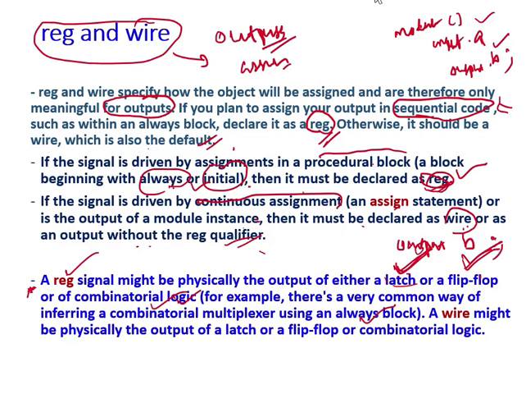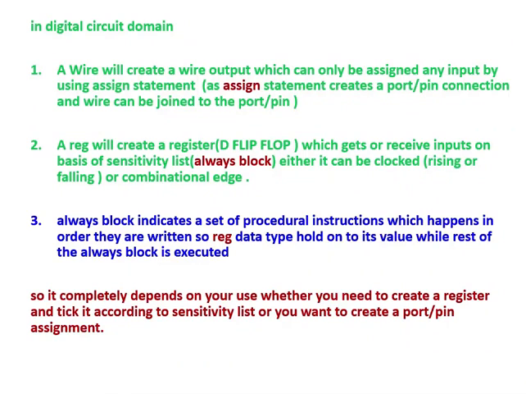A wire might physically be the output of a latch. Reg can be the output of a latch, flip-flop, or combinational logic, and a wire might also physically be the output of a latch, flip-flop, or combinational logic. So reg and wire are both used for combinational logic and sequential logic. I will give you a real-time example, for both reg and wire, of how they can be used for sequential design and combinational design.